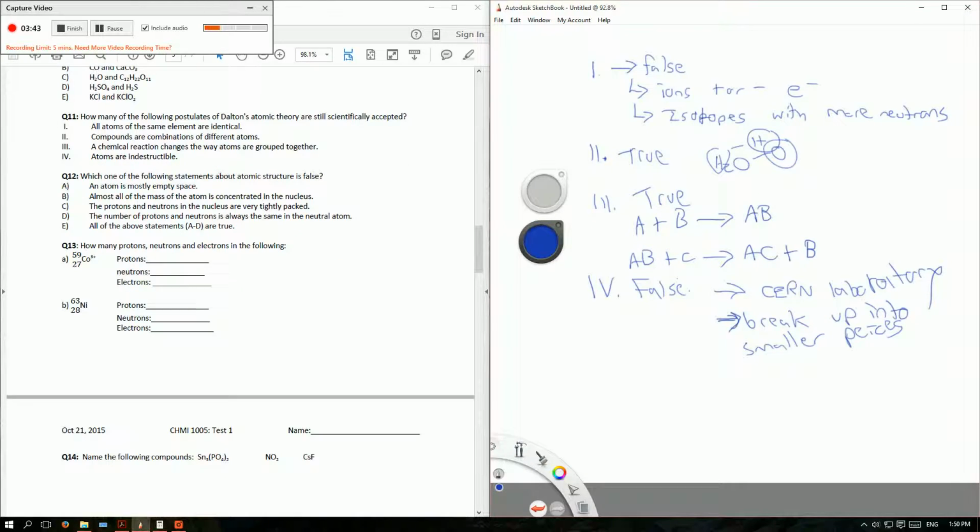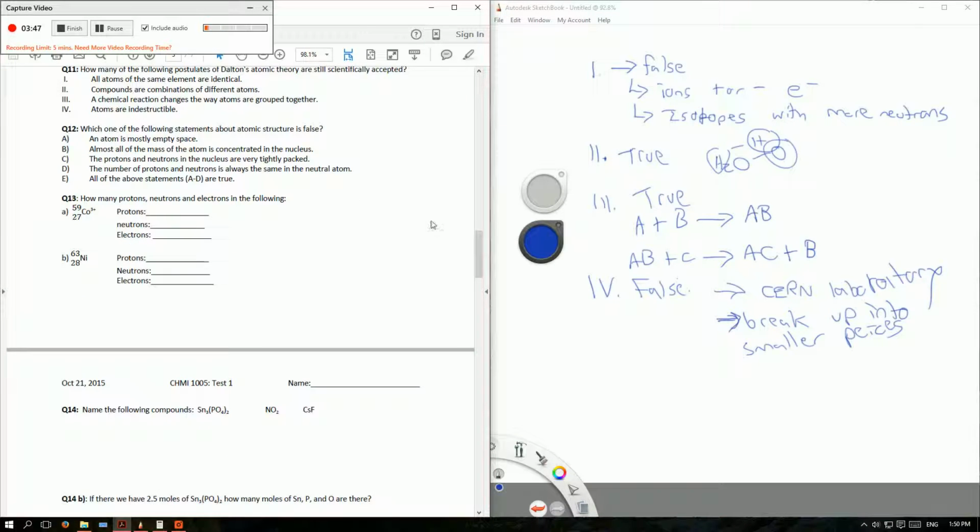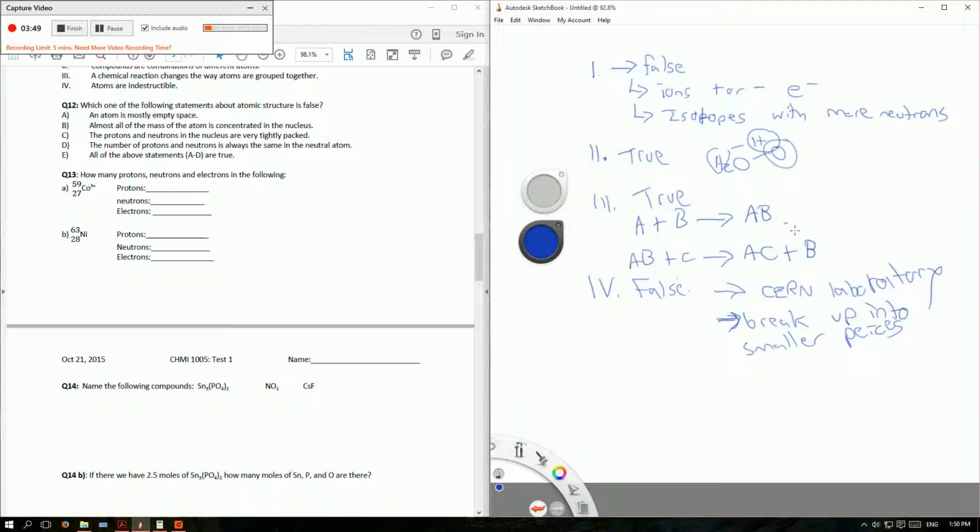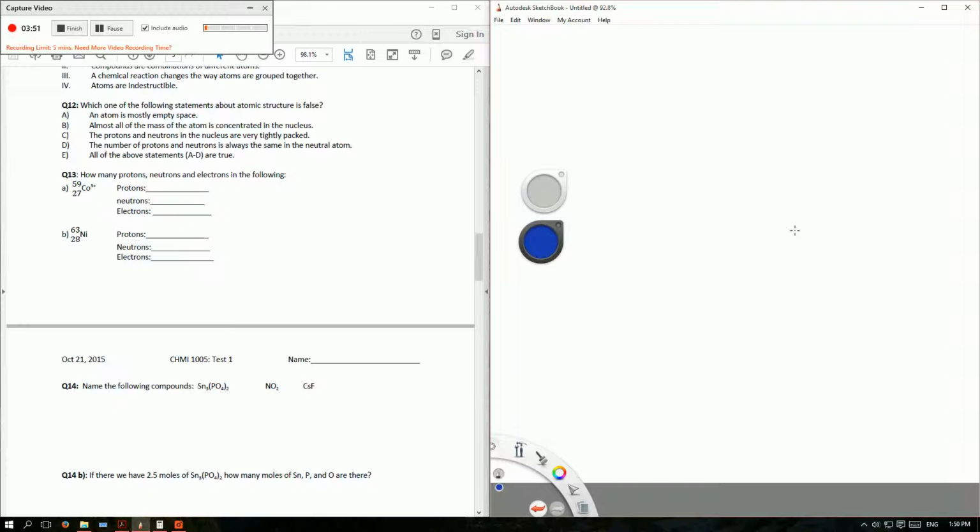And like I said, I did do this question in class. Which of the following statements about atomic structure is false? This question I also covered in class. Which of the following? So let's look at this.